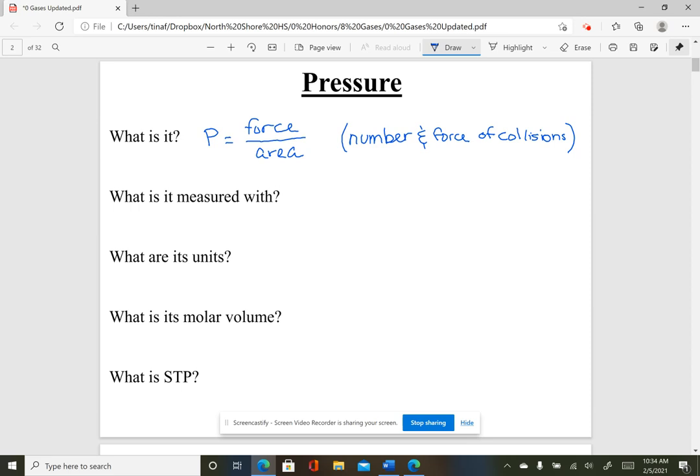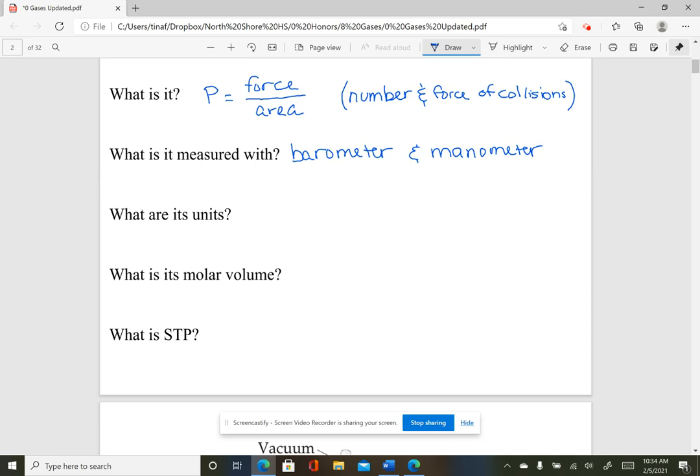Okay, how do we measure pressure? So we actually have two instruments to measure pressure, and we're going to talk about those in a minute. But we have barometers, and they measure atmospheric pressure, and we have manometers, and that measures pressure of a specific gas sample, and we'll get into those in a minute. What are the units for pressure? So there are a lot of different units, and we're going to talk about those in a minute. But the SI unit for pressure is called the Pascal.